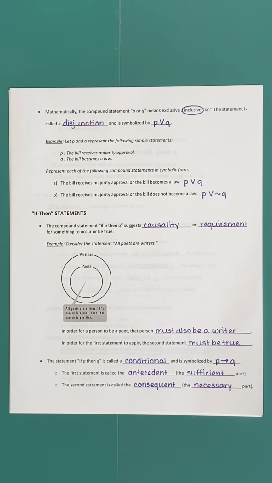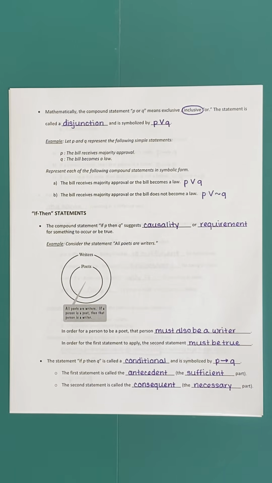In our case, "or" means inclusive. We're including the possibility that both could be true at the same time rather than just exclusively one or the other. Now, the next connective is going to be a phrasing. It's the phrasing "if, then." So if blah, blah, blah, then blah, blah, blah.